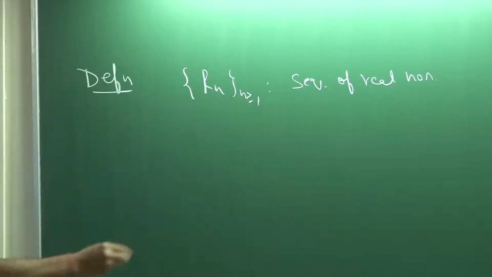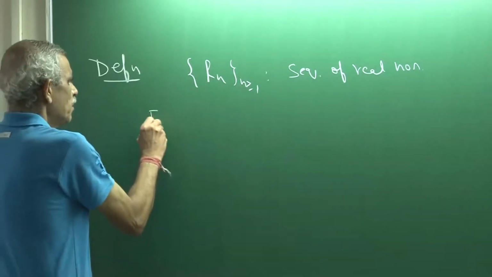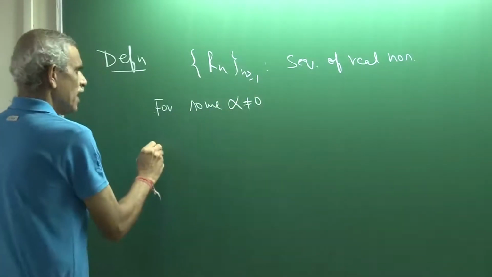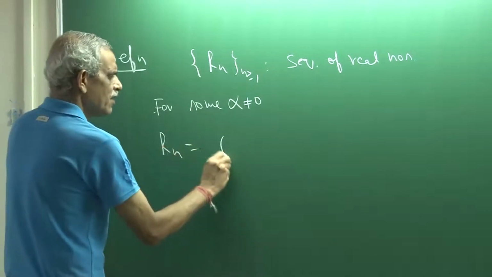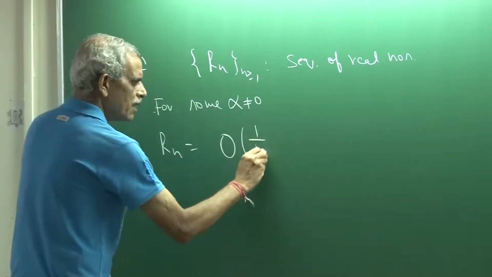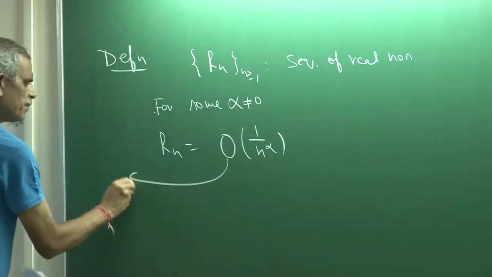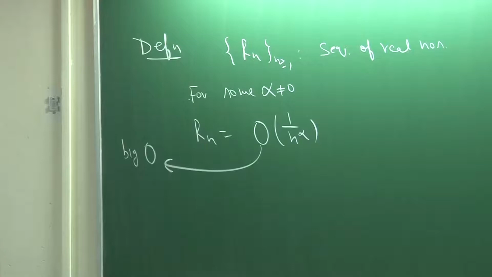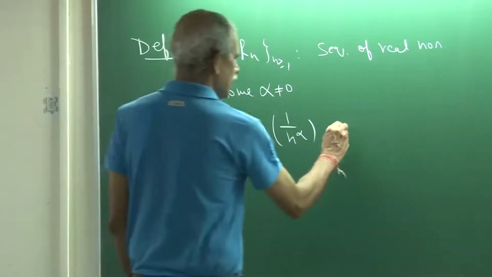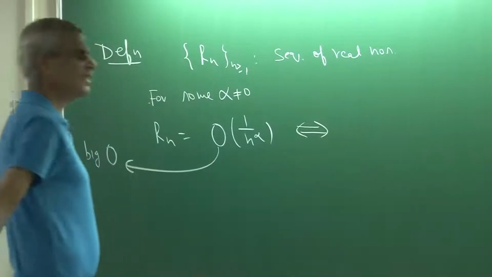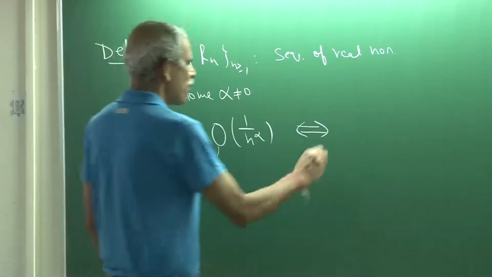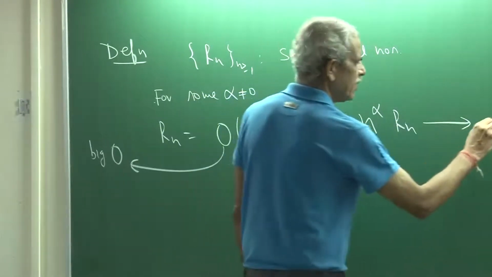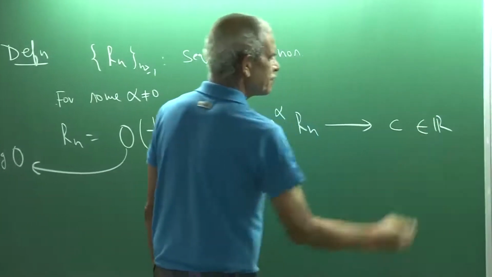Now I say that for some alpha not equal to 0, Rn is order of, so this is a big O. There is a concept of a big O. So Rn is big O of 1 upon n to power alpha. When I say that, this is equivalent to saying that n to power alpha into Rn is going to some constant C. That is what it means.